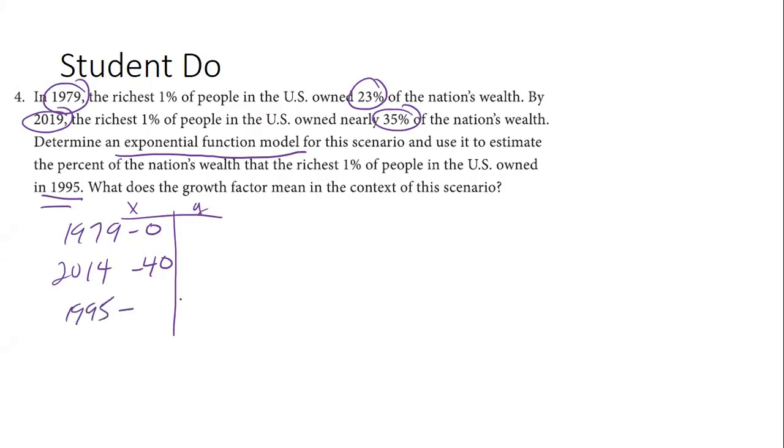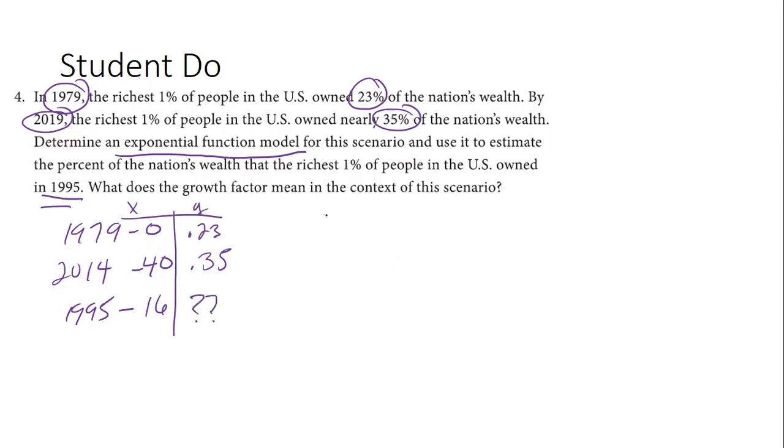16. Well, 1995 minus 1979, is it not 16? Okay. So remember it, because we have to force it as our 0. So we had 0.23, we had 0.35. So based on what we see here, should we be expecting a growth or a decay? We should be expecting a growth, right?